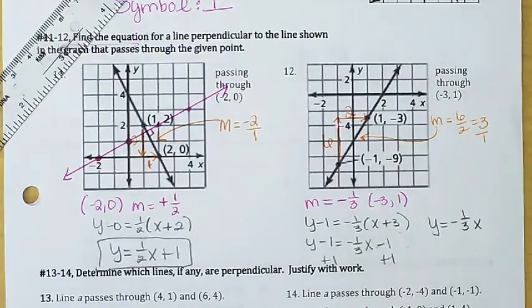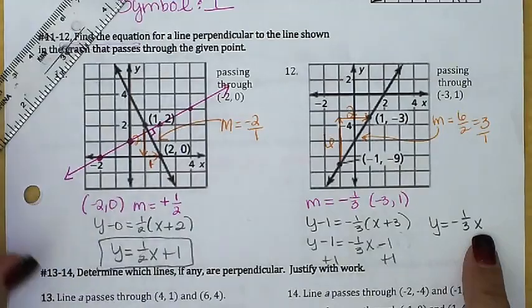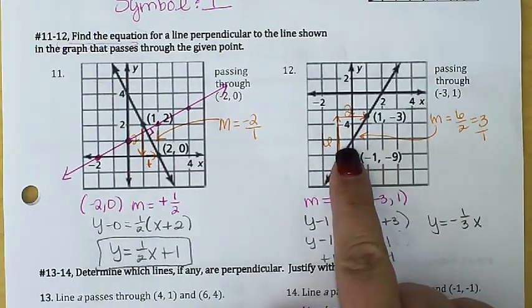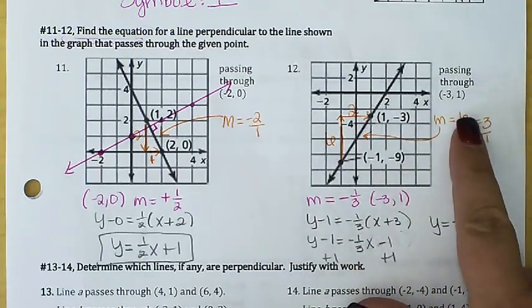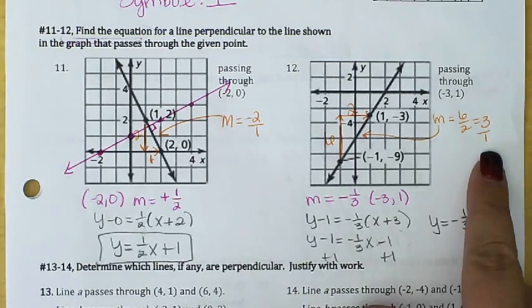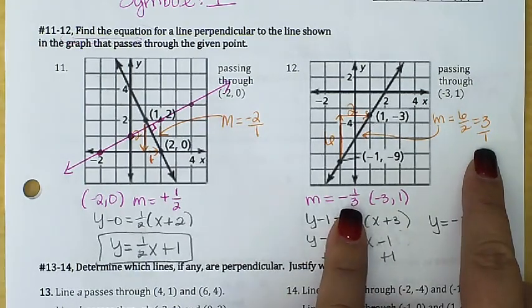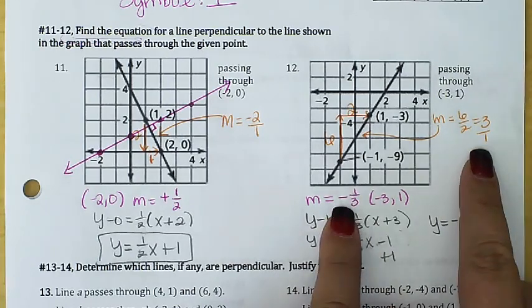Okay, so when you check this one, if you got y equals -1/3 x, then you're right on track. That should be the equation of our new line. So first things first, we determined the slope of the current line. So that was up 6 over 2, rise of 6 over 2, which is 3 over 1. And then we know that to create a perpendicular one, we will take the opposite reciprocal. So we'll switch the sign and we'll flip the fraction.